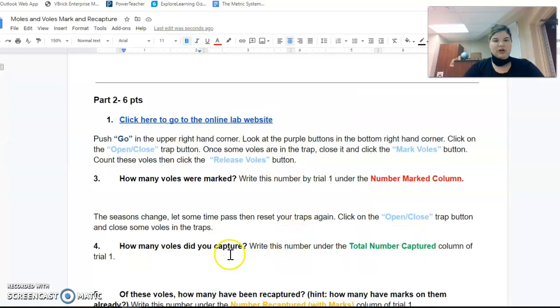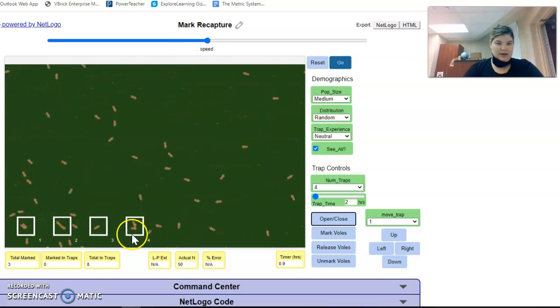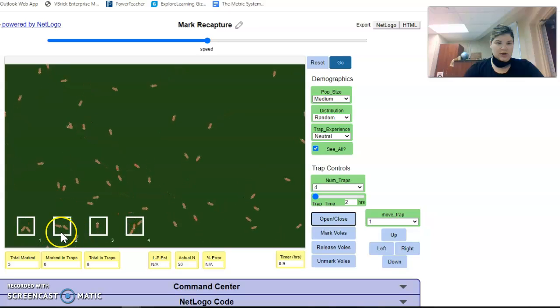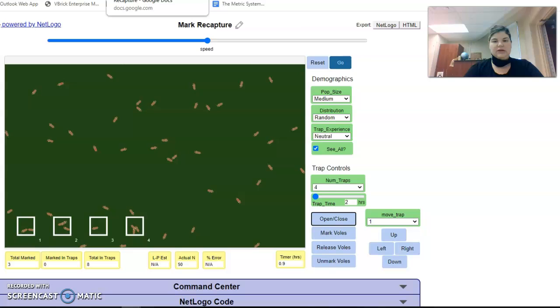Go back to my instructions. Okay, so how many voles did I capture this time? Write the number in the total number captured column. I'm going to go back and say, okay, I have 3 in this box, 4, 5, 6, 7, 8. So I've captured 8 voles this time.